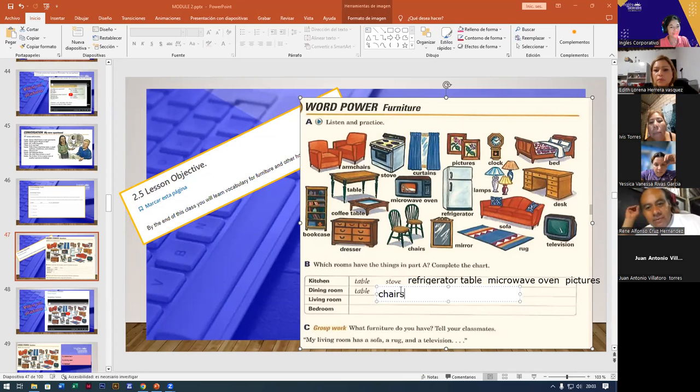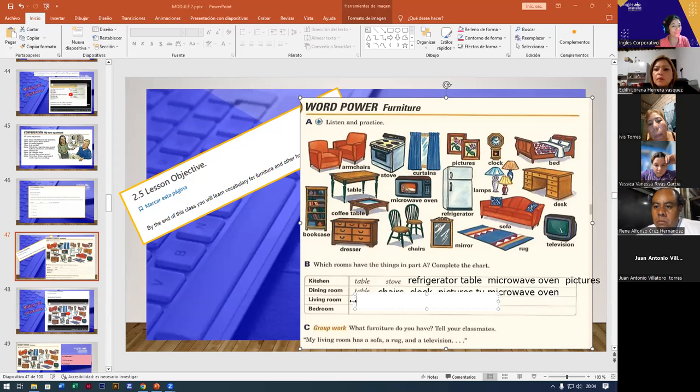Chairs, right? Chairs is where we eat. El área del comedor. We have a table, chairs. Clock. A clock in a dining room. Yeah, that's true. Pictures, it can be pictures. What else? A TV. Sometimes you have a TV in the dining room, right? Yes. We have a table and the chairs. Normally, we have that. Puede haber también un microwave oven. Sure, that is correct. So those are very common things that we can have in that place.